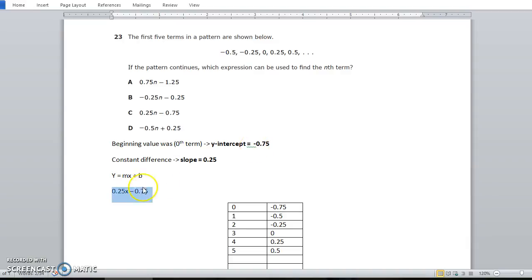So I should be looking for something similar to this right here. A, nope. B, nope. C, yes. That's the right answer.